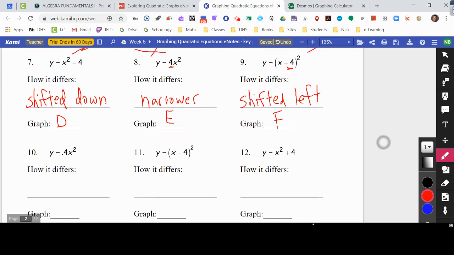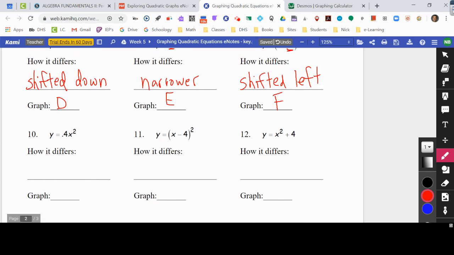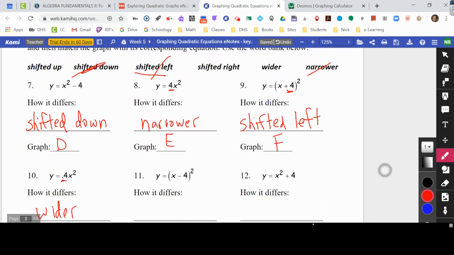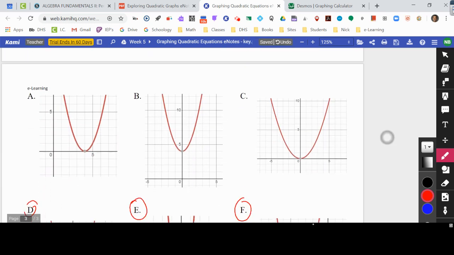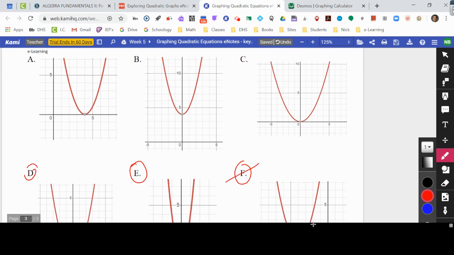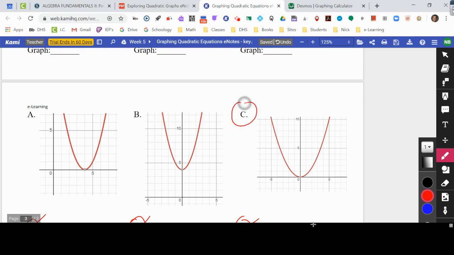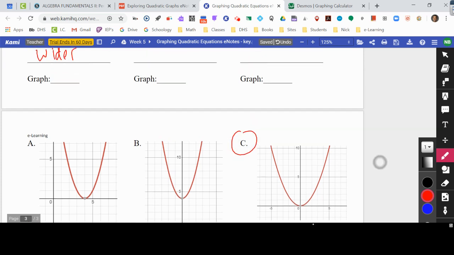All right, now number 10, we have y is equal to 0.4x squared. That 0.4 tells me that this is going to be a wider graph, because that number 0.4 is less than 1. So now I'm going to look for a nice wide graph here. I already used up D, E, and F. So now I'm just looking at A, B, and C, and look at C here. This is a nice wide graph.